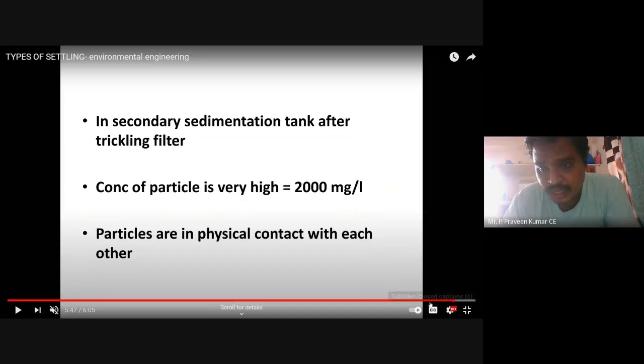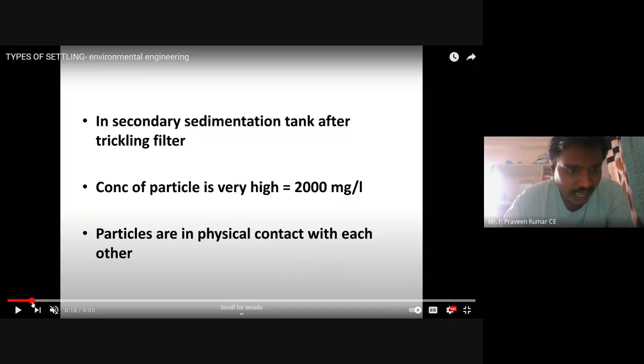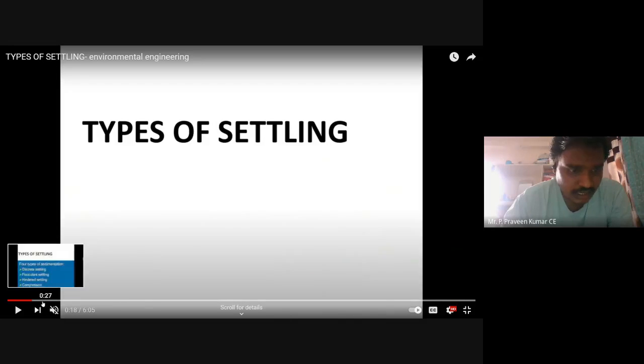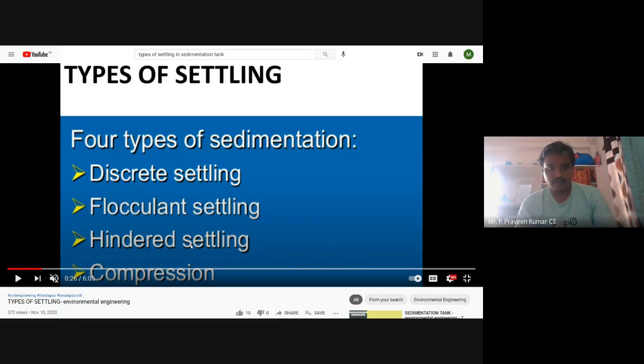Okay, this is about the 4 different types of settling particles. Type 1 is discrete settling, type 2 is hindered flocculent settling, the third type is hindered settling or zone settling, and the fourth one is compression settling. Okay, the first, discrete settling, comes under the preliminary process. Due to the low solid concentration, the particles settle individually and independently at the bottom of the tank. That comes under discrete settling.